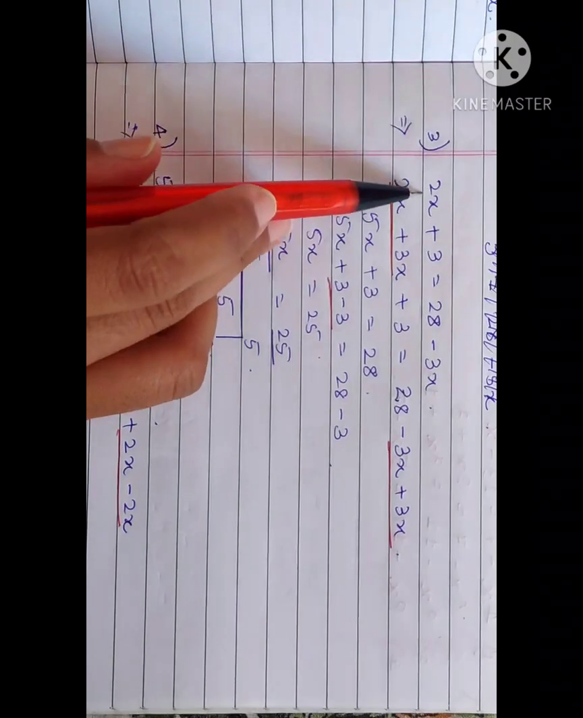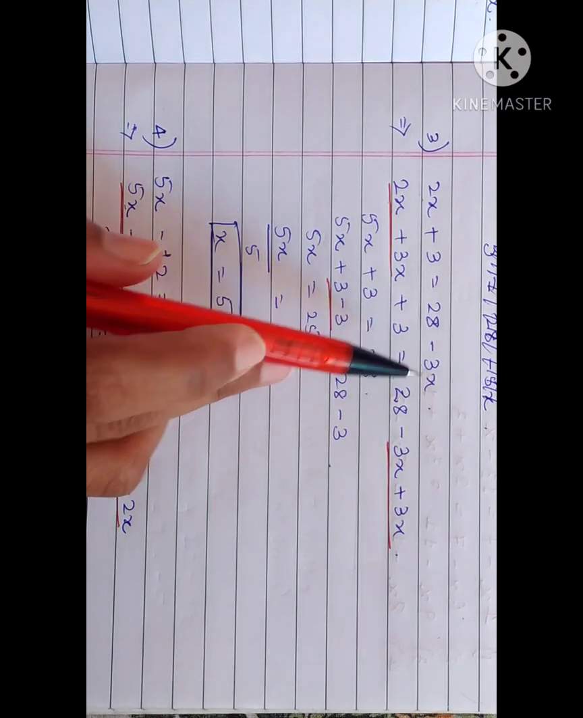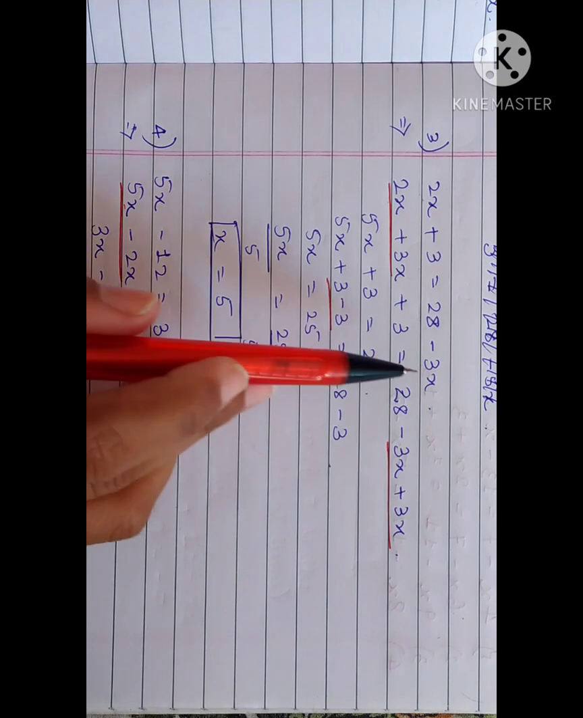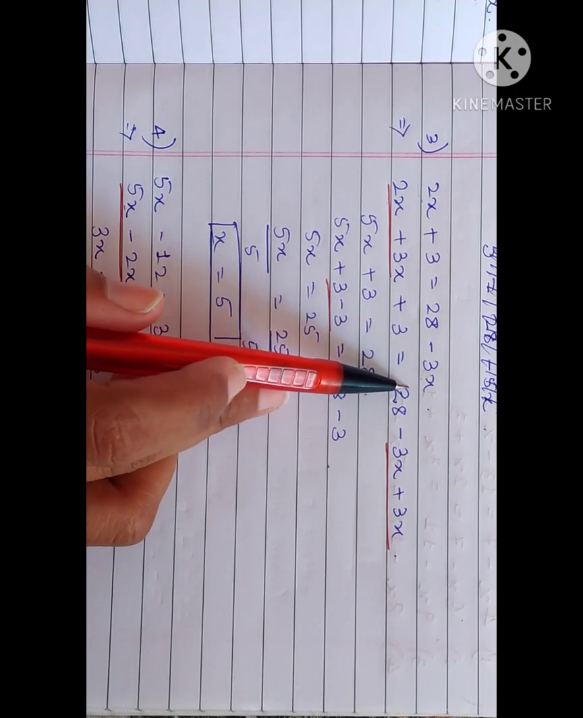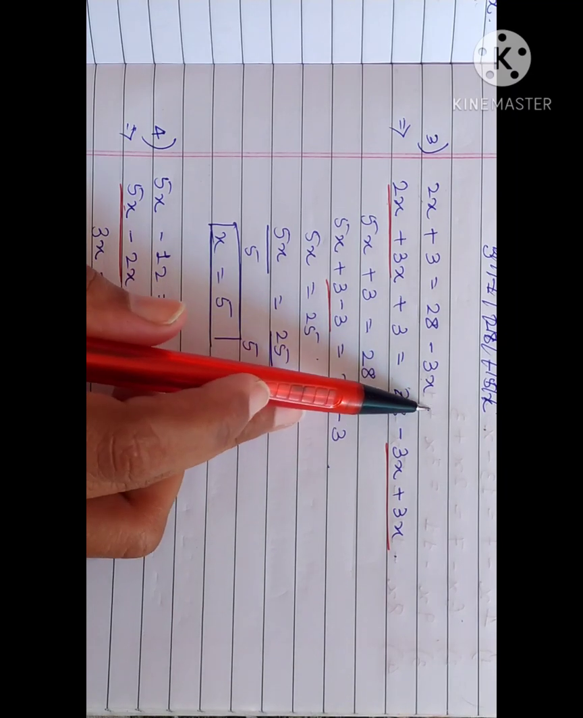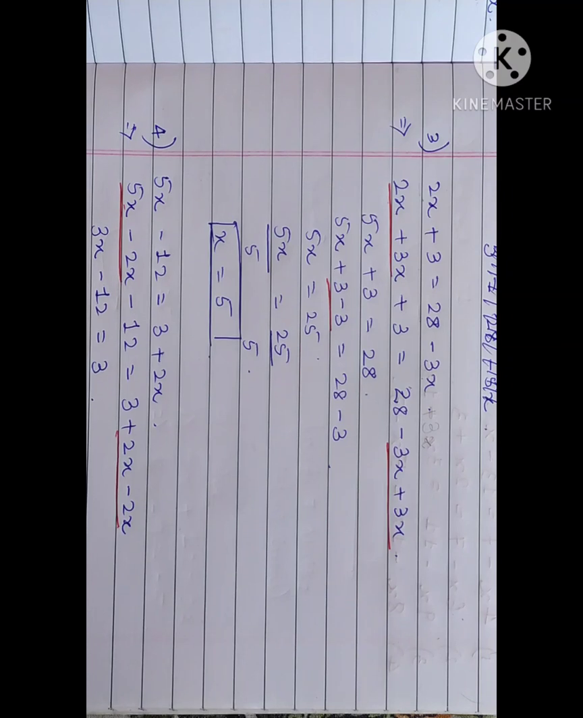Now the next sum is 2x plus 3 is equal to 28 minus 3x. Now here, we have to eliminate this minus 3x. So if we add 3x to it, as I told you, if it is subtracted, then we can add the same number to it.